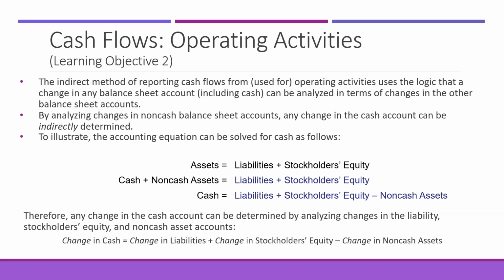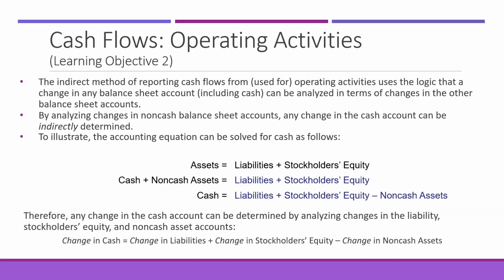That means that if liabilities and stockholders' equity remain the same and non-cash assets increase, with nothing else changing on equity or liabilities, that means that cash decreased, because money went from cash to non-cash assets, right? If money went from cash into accounts receivable or inventory.